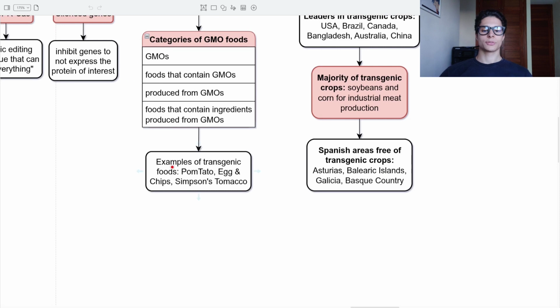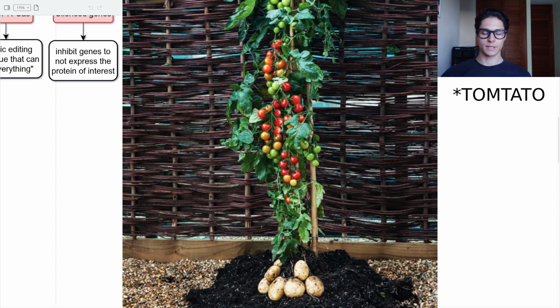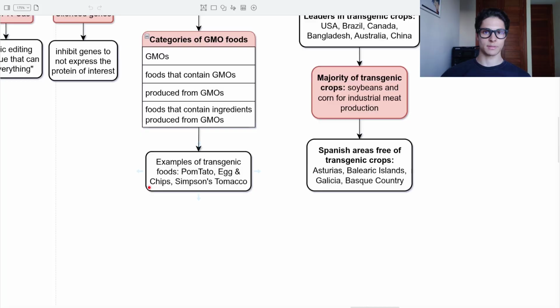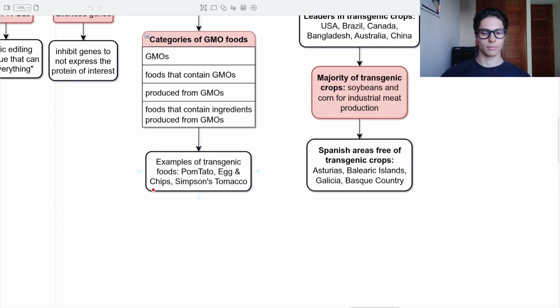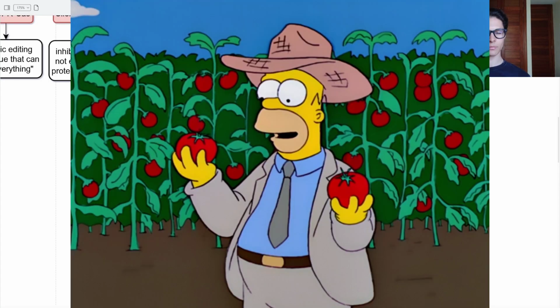And then there are also some examples of transgenic foods, such as the potato. This is a hybrid between a tomato and a potato. And also the egg and chips. This is a hybrid between an aubergine, an eggplant, and the potato as well. And a funny thing is also the Simpsons tobacco and tomato.